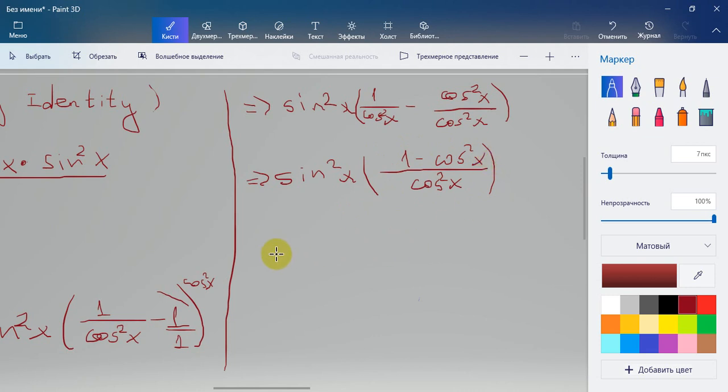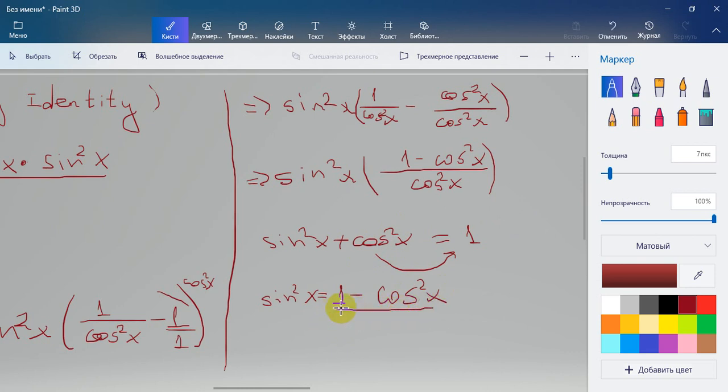Okay, I show you. We know that sine square x plus cosine square x is 1. If I take cosine square x to the right side with changing sign, it looks like sine square x is equal to 1 minus cosine square x. If a term goes to the left side or right side, it changes its sign to the opposite. Now we see 1 minus cosine square x is equal to sine square x.